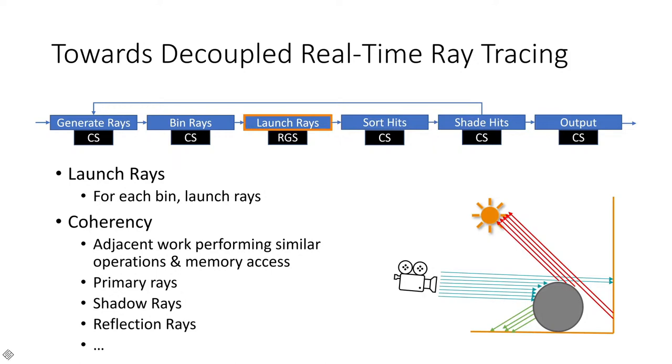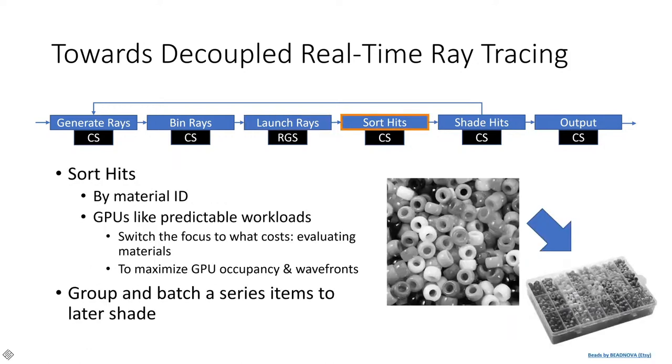So grouping things together that perform similar operations and memory accesses, like primary rays or shadow rays or reflection rays, things like that. Then back to a compute shader where hits are gathered and sorted by material ID, for example. You don't shade just yet, but instead sort all the unsorted hits into something more organized and regrouped. GPUs like predictable workloads, and shading random materials from random rays doesn't really align here. This is why this stage is really important. And so by batching similar things, the overall GPU occupancy will be improved later.